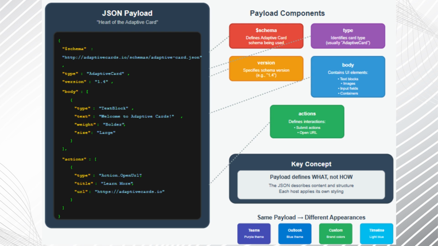Fourth, the body. This is where the magic happens. The body array contains all your UI elements: text blocks, images, input fields, containers. Think of it as the main content area of your card. Finally, actions. The actions array defines how users can interact with your card. This could be submit buttons, links to open URLs, or actions that show additional cards.